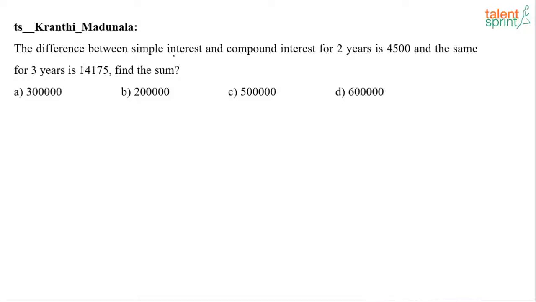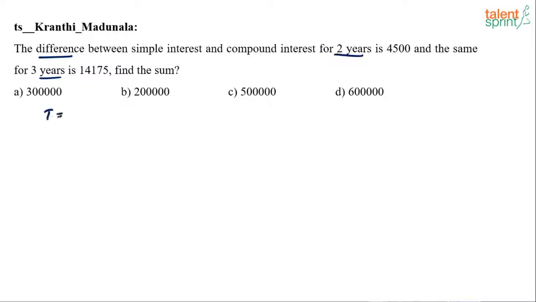The difference between simple interest and compound interest for 2 years is 4,500 and the same for 3 years is 14,175. Find the sum. So it's talking about difference for 2 years and difference for 3 years. Values are being given to us. Now we know the formula, right?